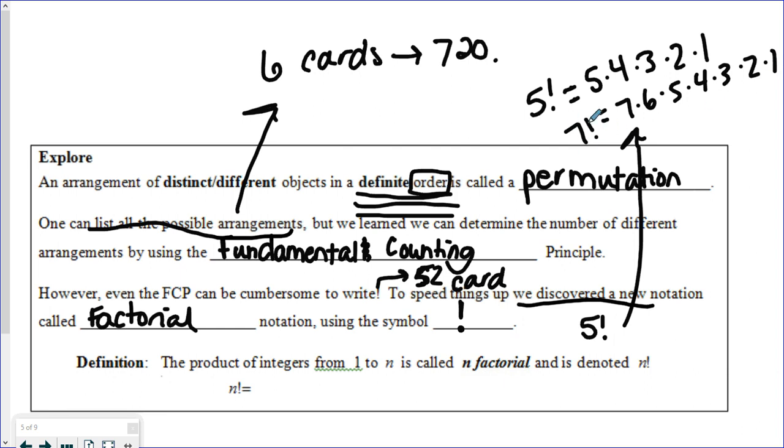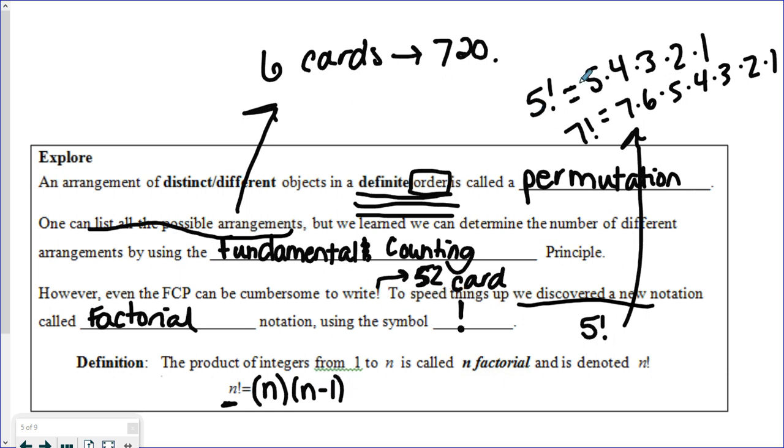So what you see is when you have factorial notation, it's that number multiplied by one number less than that, multiplied by one number less than that, multiplied by one number less than that, all the way down to 1. So that might help us with this notation here. So n factorial represents whatever n is multiplied by 1 less than whatever n is, n minus 1, right? 1 less than n.